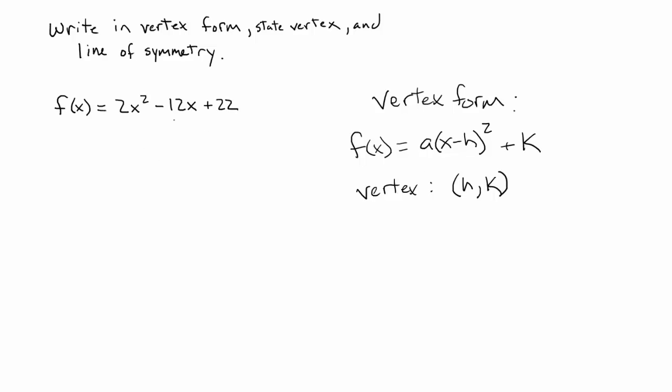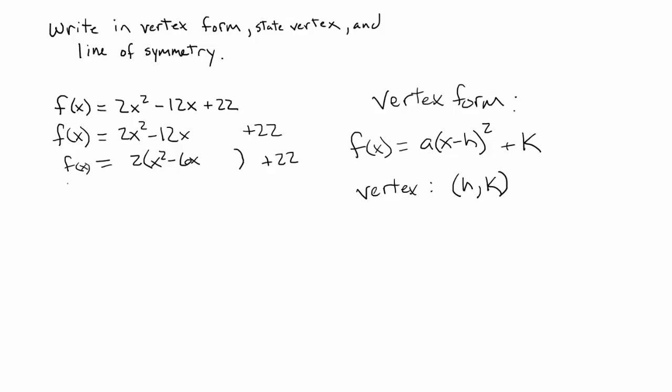So here in this problem, the first thing I need to do is complete the square. So I'm going to rewrite this as f of x is equal to 2x squared minus 12x, and then I'm just going to leave empty space for what I'm going to add to the equation, and then add 22 out here. And now the next step I'm going to do is factor out a 2 from the first two terms. So I have f of x is equal to 2 times x squared minus 6x, and then I'm going to have parentheses and then my plus 22.